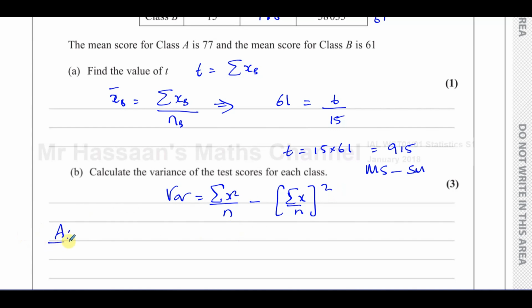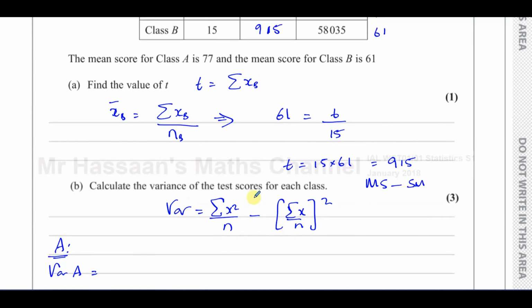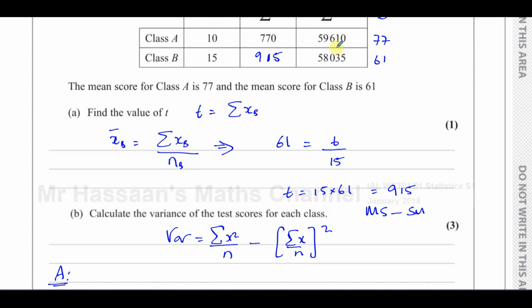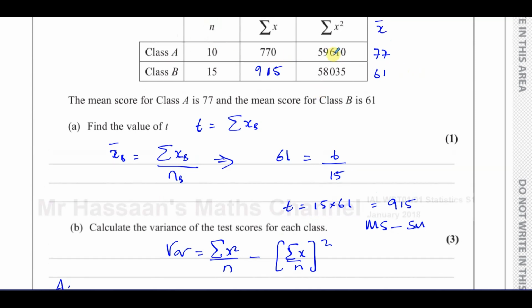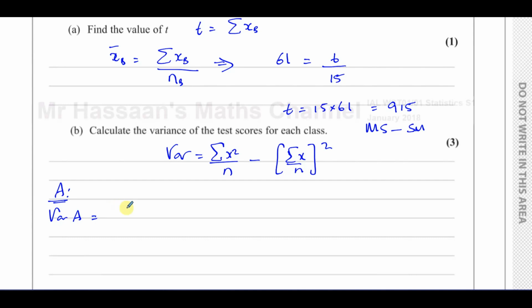So for A, we can say the variance of A is going to be the sum of the squares of A. So here we have the variance of A. Now the variance is the mean of the squares minus the square of the mean, as we just mentioned. So we need to have the sum of the squares for A, which is given as 59,610. So we have 59,610 divided by the number of entries for A. Class A has 10 entries, so that's divided by 10, minus the square of the mean.